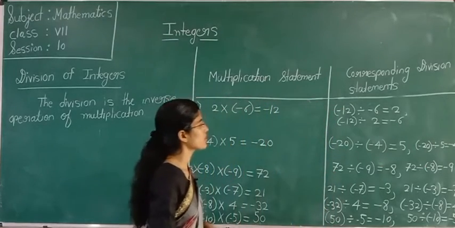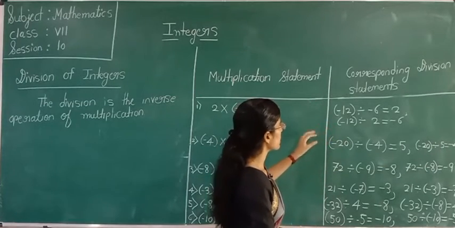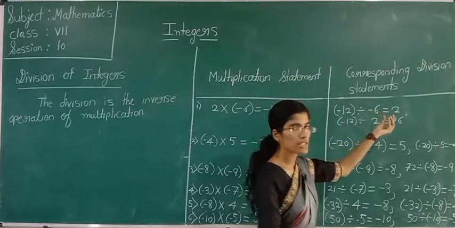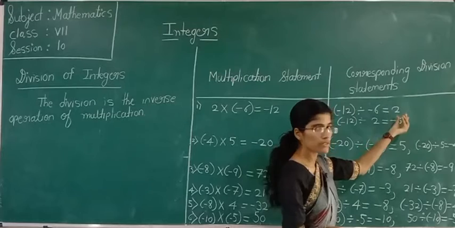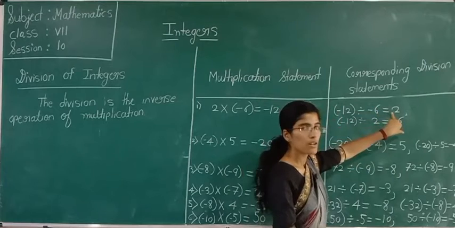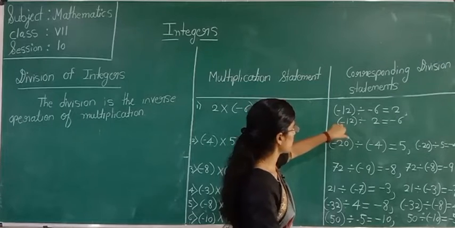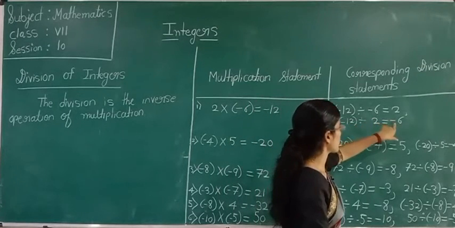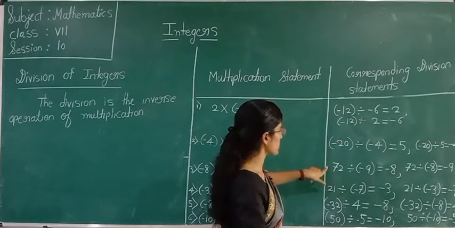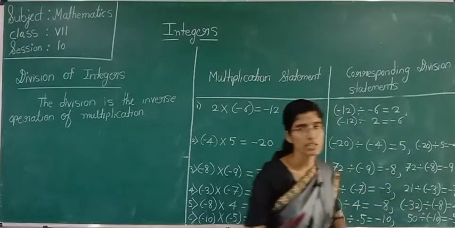Now see here, from this what we can observe is, when we divide two negative integers, we will get a positive integer. When we divide two negative integers, we are getting a positive integer, right? When we divide a negative integer by a positive integer, we will get a negative integer. Again, when we divide a positive integer by a negative integer, we are getting a negative integer.